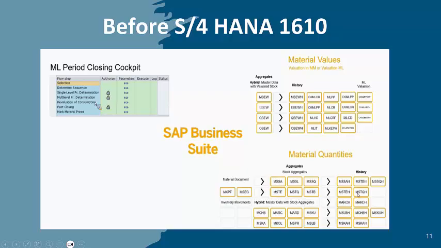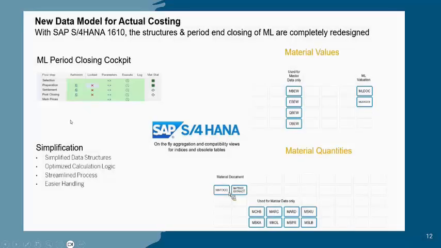So if I go into the next slide, you will find now with 1610, the structure and period end closing of ML are completely redesigned. So you will find selection, preparation, settlement, and post closing and mark prices. So all of the various steps, multi-level, single level, all of that have now been removed and simplified. So everything is now pushed into preparation, settlement, post closing.